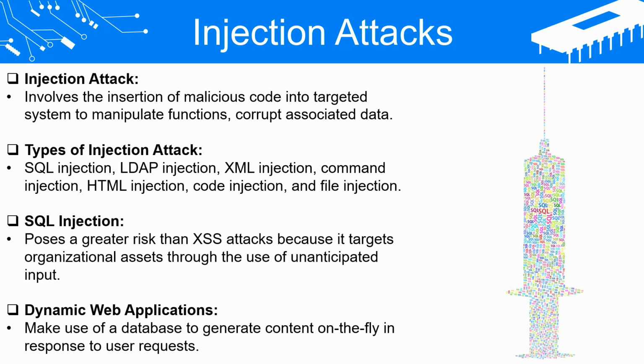Web applications make use of a database to generate content on the fly in response to user requests. In the context of a banking application, the user would log in by providing their account number and password. Following the user's successful login, the web application retrieves the most up-to-date account information from the bank's database and dynamically generates a web page displaying the user's current account details in real time. If the same user were to revisit the web application an hour later, the server would again retrieve fresh account information from the database and display it accordingly.